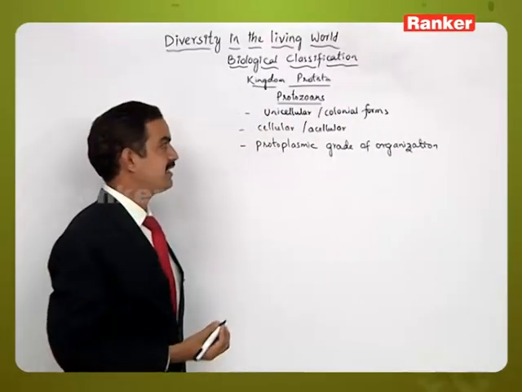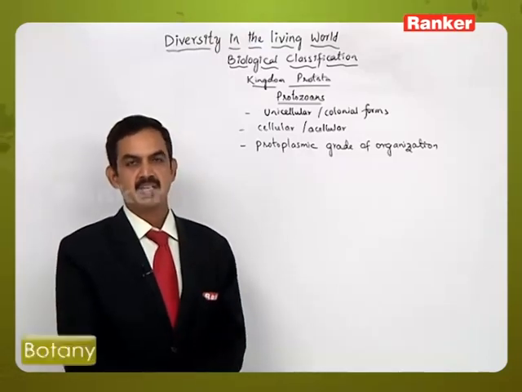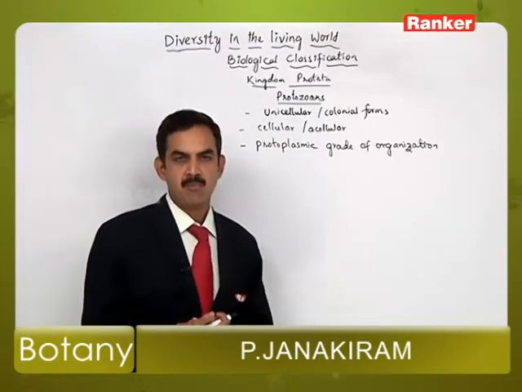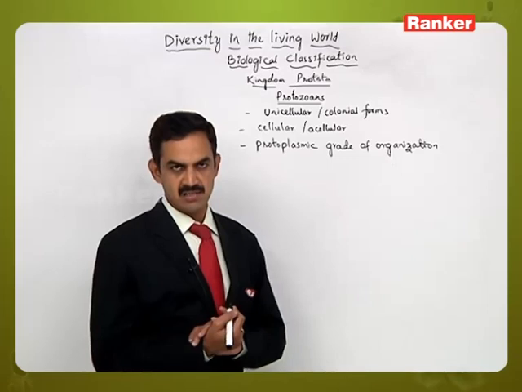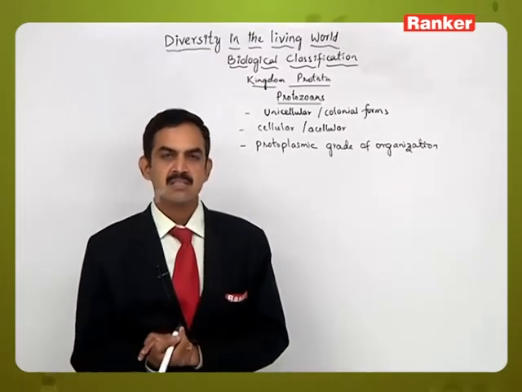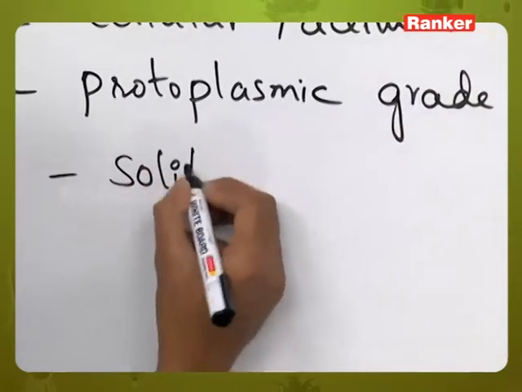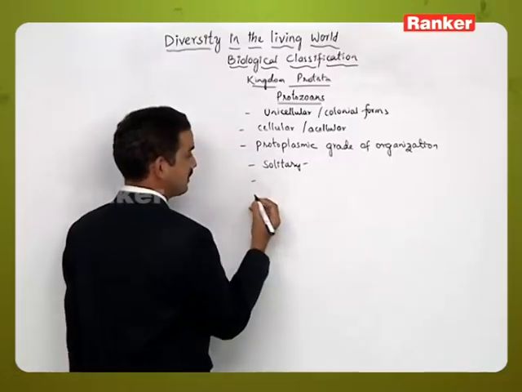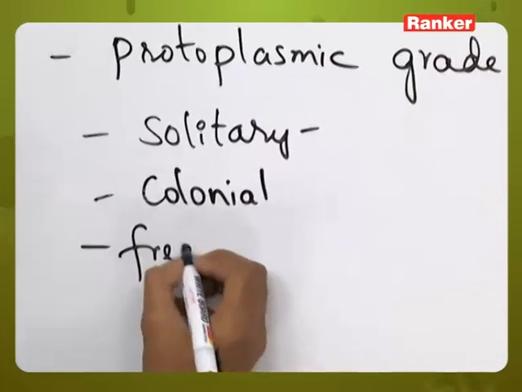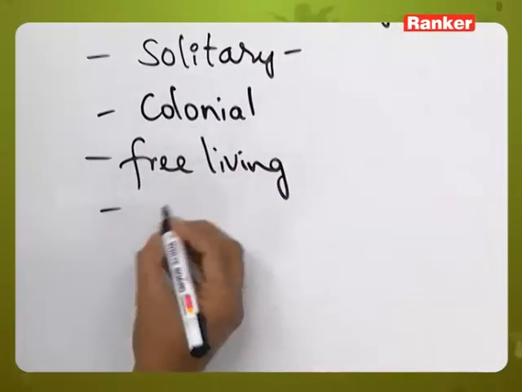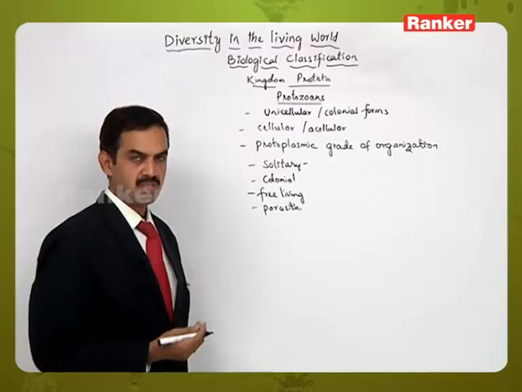That is, inside the cell the protoplasm is present, and that shows some sort of division of labor in which the entire cell performs all the functions required for the survival of its life processes. Likewise, they have the nucleus and also some other structures useful for other functions. Some may be solitary, some may be colonial, some are free living, and some are parasitic in nature.